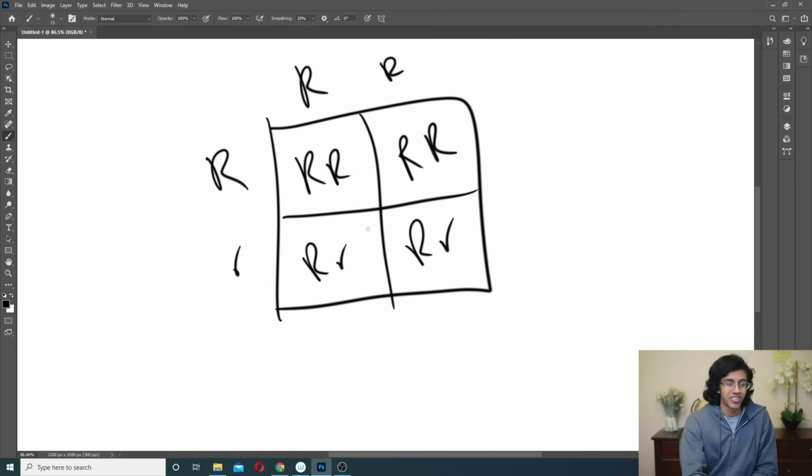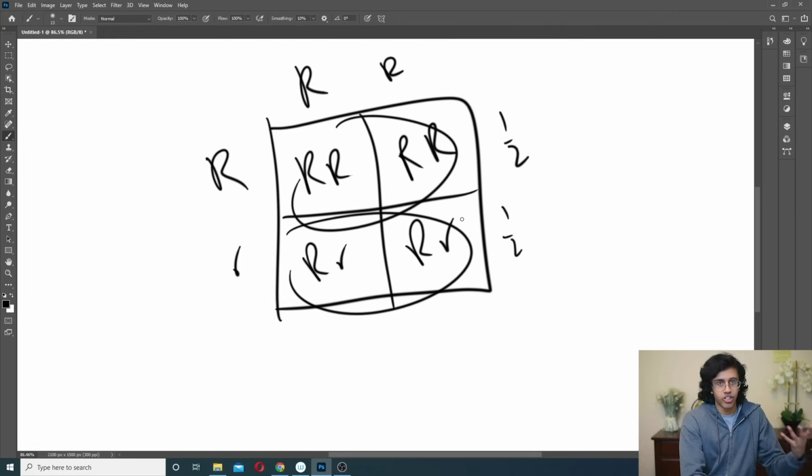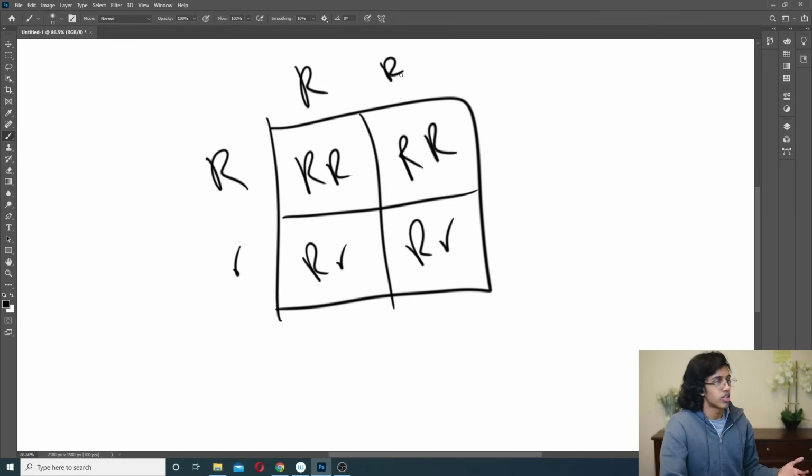Okay, so right here you can see that 2 of the 4 squares are filled with this guy, so there's a 1/2 chance of this. 2 of the 4 are filled with this, so there's a 1/2 chance of that. And basically that means that no matter what, you're going to have black hair. So now the more interesting one is if you have 2 heterozygous parents come together.